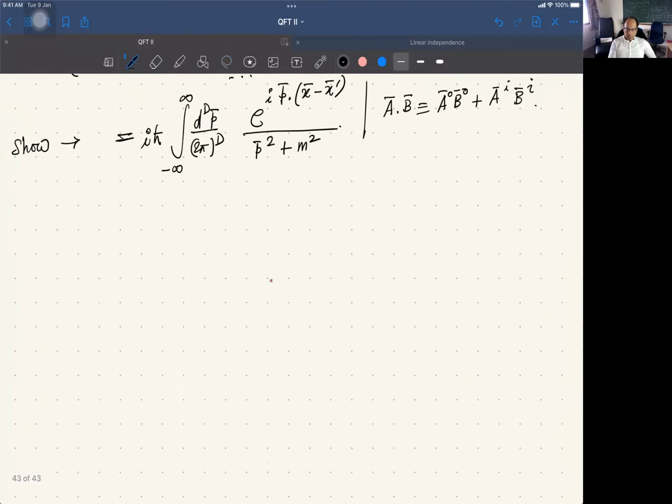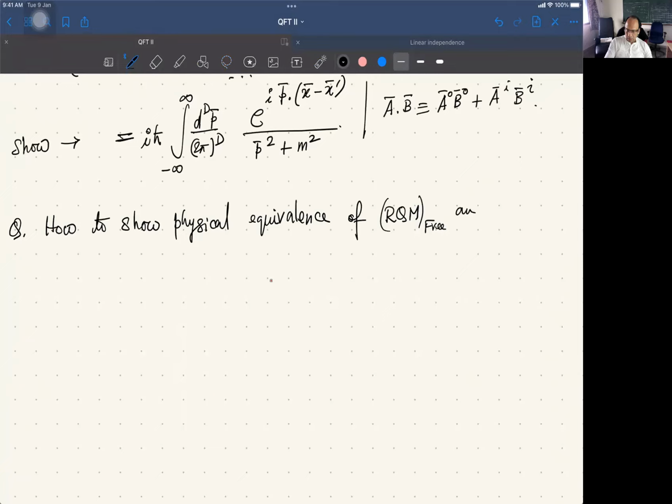So now let's ask this question: how to show the physical equivalence of free relativistic quantum mechanics and Klein-Gordon? If you have not already guessed how that can be done, let me go in steps.